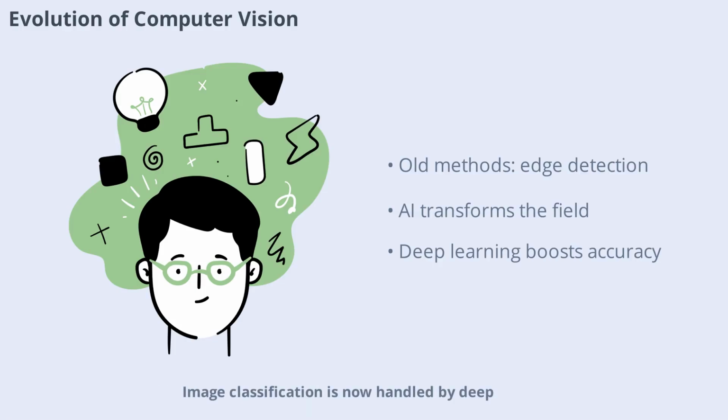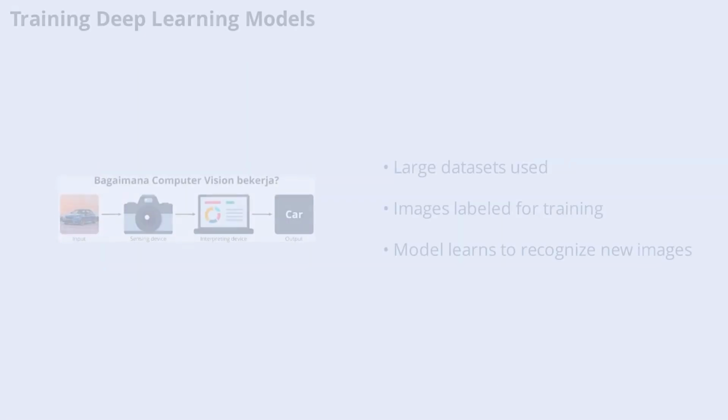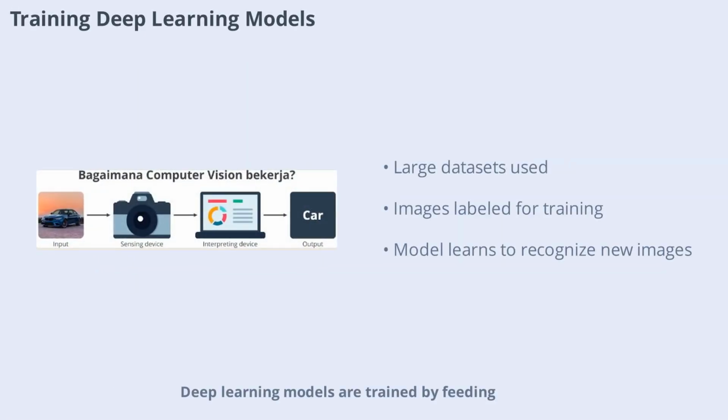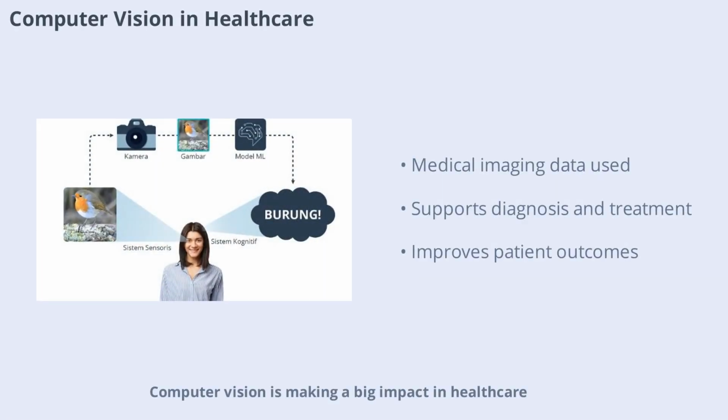Image classification is now handled by deep learning techniques such as convolutional neural networks, enabling machines to recognize objects in images with high accuracy. Deep learning models are trained by feeding them large datasets of images and their labels. For example, to classify animals, we show the model many images of birds, rabbits, and cats, each labeled correctly. The model learns to recognize new images it hasn't seen before, making the process of image recognition faster and more accurate.